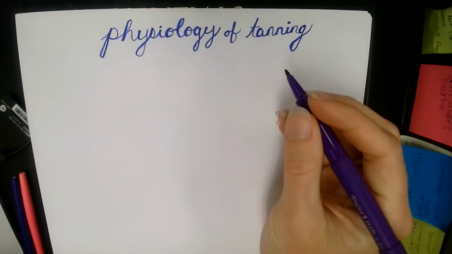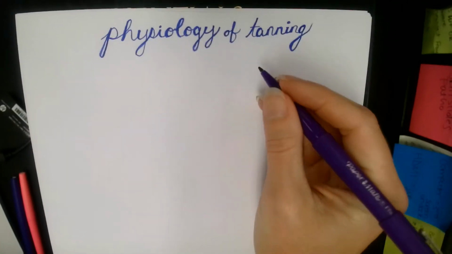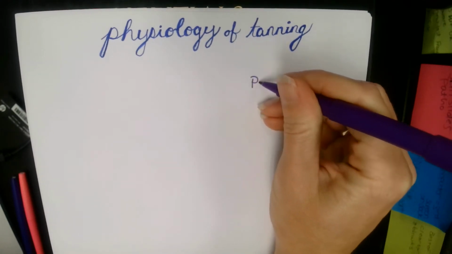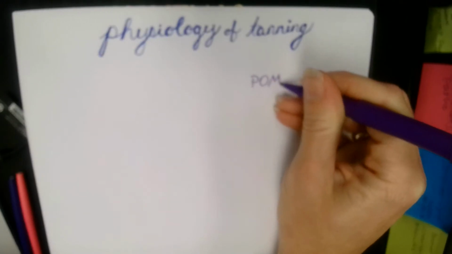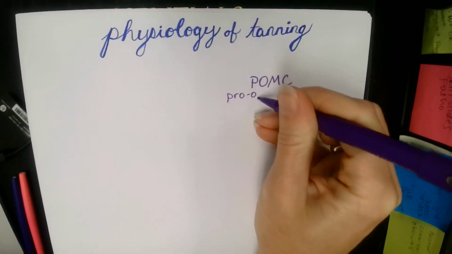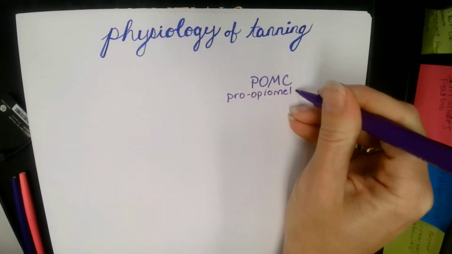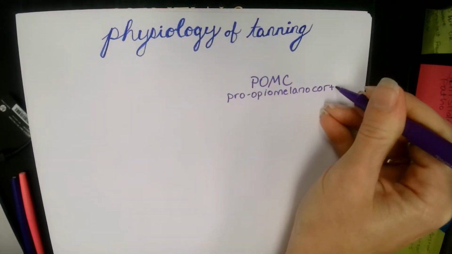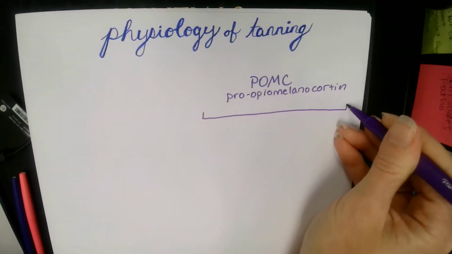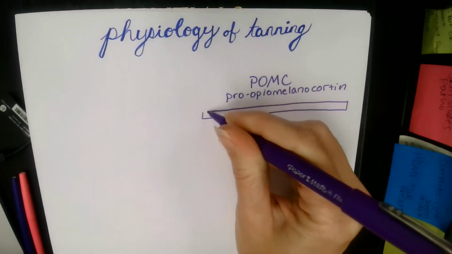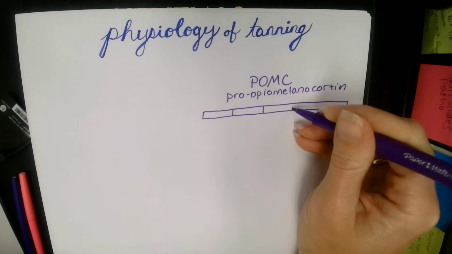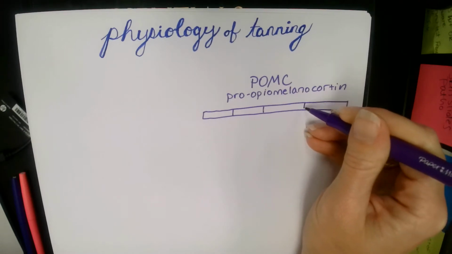So before we can go into the physiology of tanning, we need to remember there is a large precursor peptide or protein called POMC, which stands for pro-opiomelanocortin. And it's a precursor protein because when it is cut, it forms biologically active proteins that act as hormones.